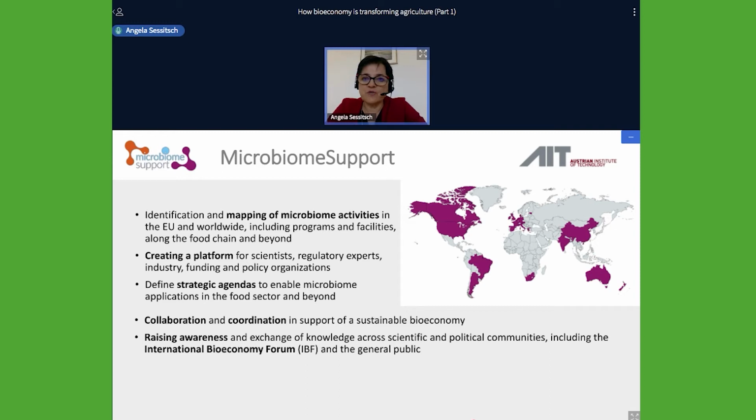Important is the definition of strategic research and innovation agendas to enable microbiome applications in the food sector, to enable collaboration and coordination in support of a sustainable bioeconomy, and to raise awareness and exchange of knowledge across scientific and political communities, including the International Bioeconomy Forum and the general public.